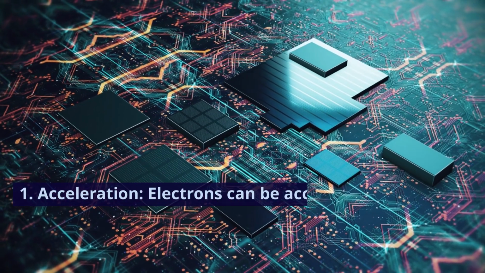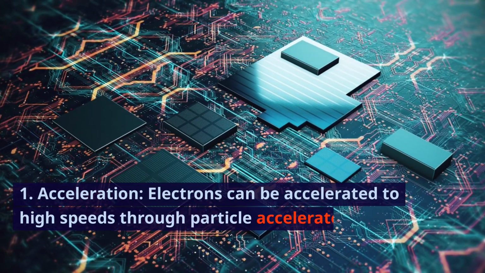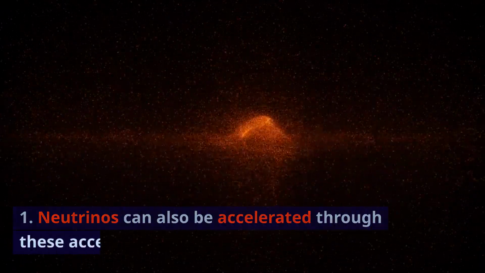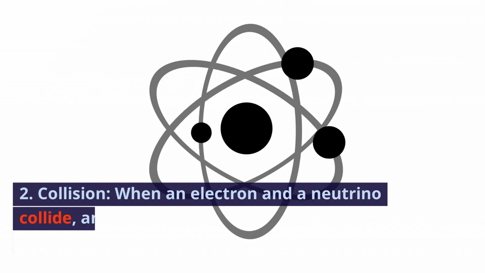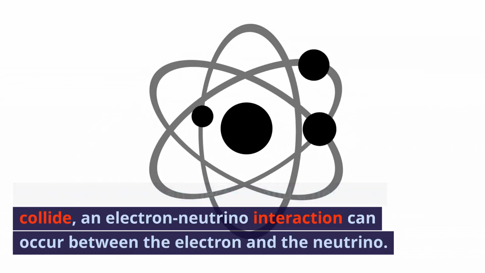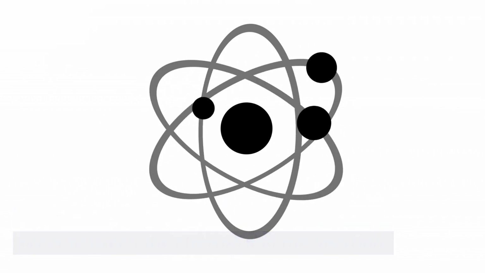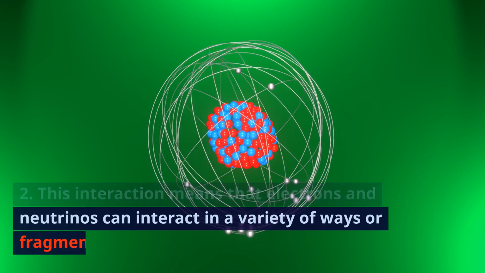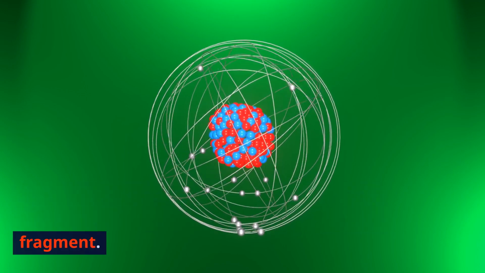1. Acceleration. Electrons can be accelerated to high speeds through particle accelerators. Neutrinos can also be accelerated through these accelerators. 2. Collision. When an electron and a neutrino collide, an electron-neutrino interaction can occur. This interaction means that electrons and neutrinos can interact in a variety of ways or fragment.